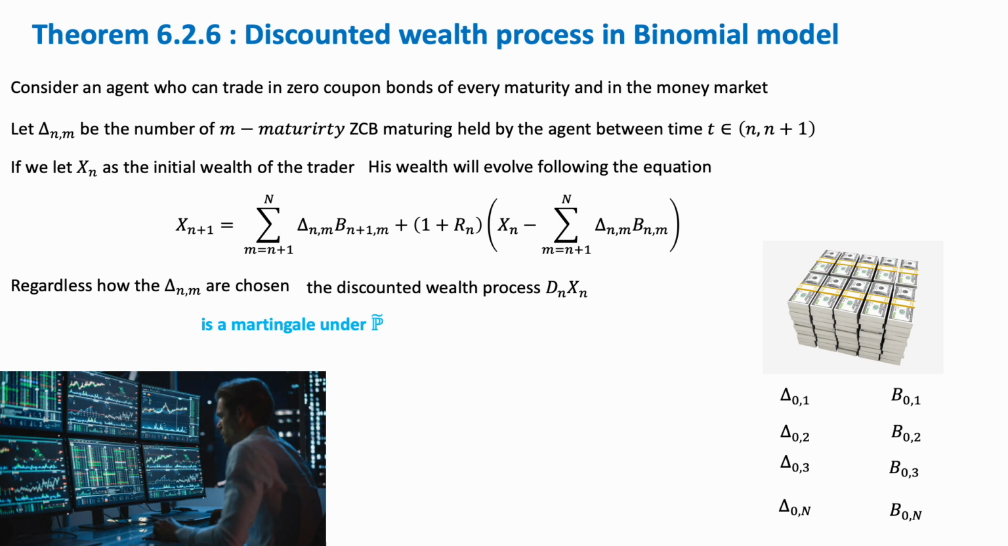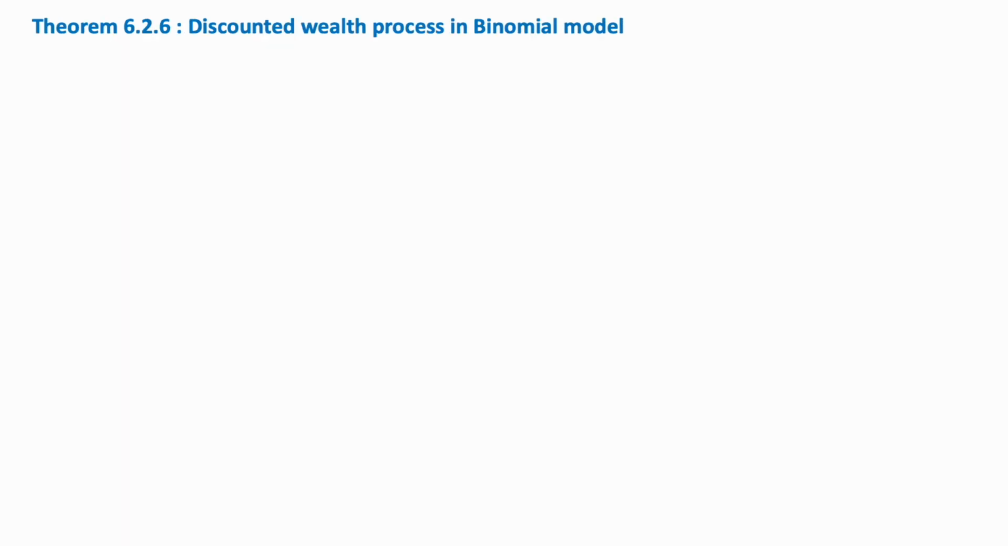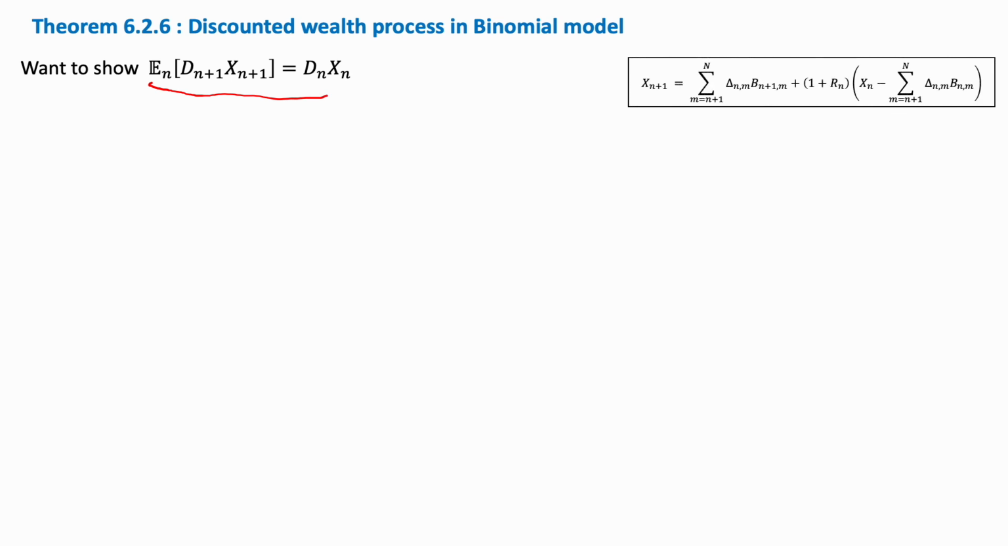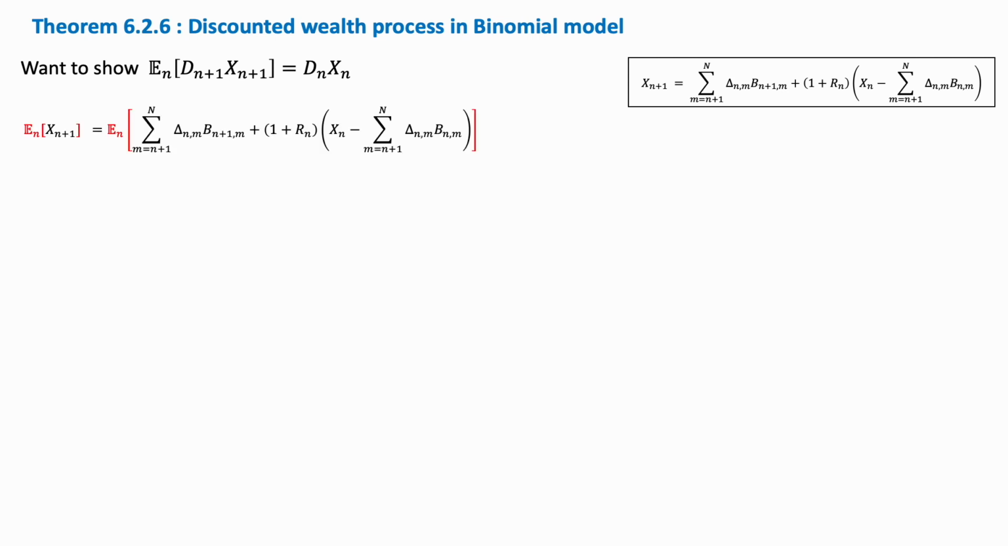So now let's show that this is actually true, that no matter what strategy he uses, he cannot make extra cash. What we want to show is this relation here. And we know the discounted wealth process is evolving following this equation, so we're going to make a note of it here to not forget about it. Now what we're doing is we can simply take the expectation on both sides, and that's what we're seeing here.